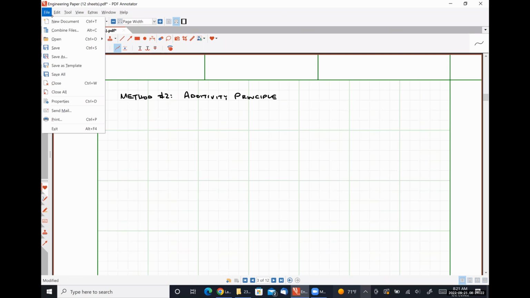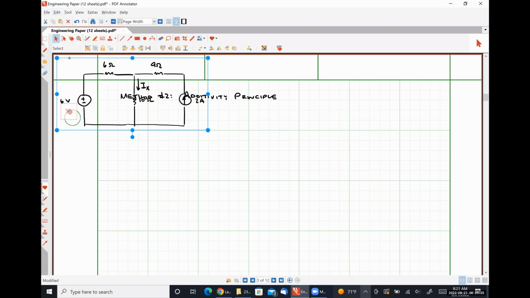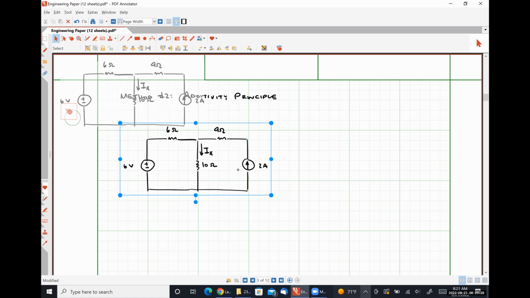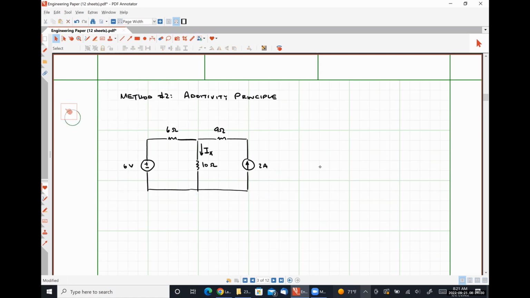I'm going to paste my circuit here. And I'm going to ask what is hopefully a pretty obvious question. How many independent sources are in this circuit? 2, okay? So that means we're going to solve this circuit twice. Once with the voltage source on and the current source off, and again with the voltage source off and the current source on, okay? As long as each independent source is on exactly once, it doesn't matter what the combination is. For this circuit, there's only 2 sources, so we're going to analyze it twice.